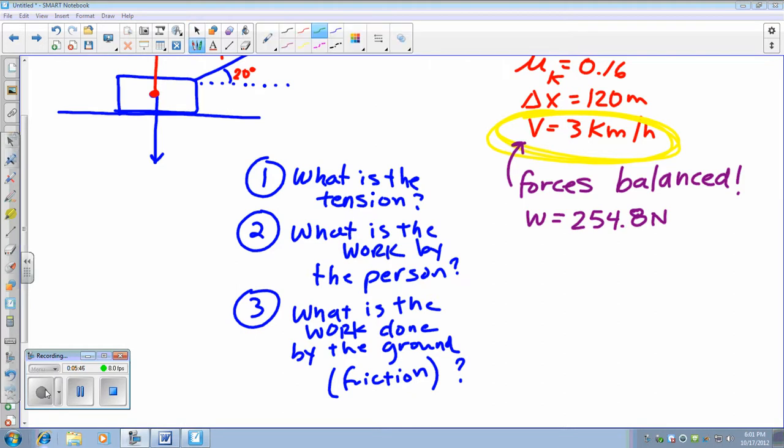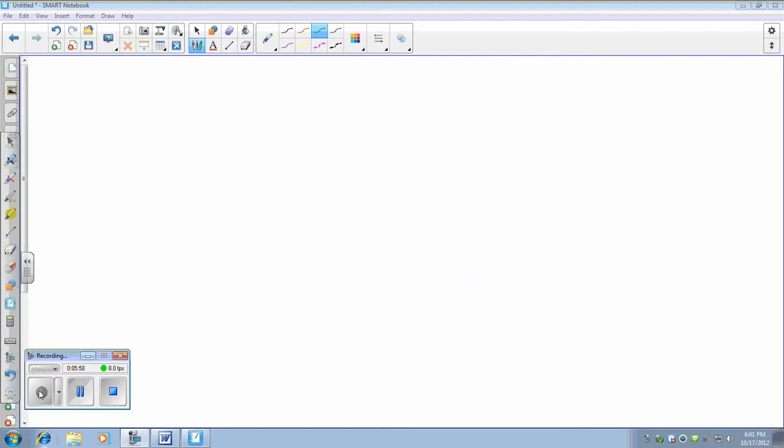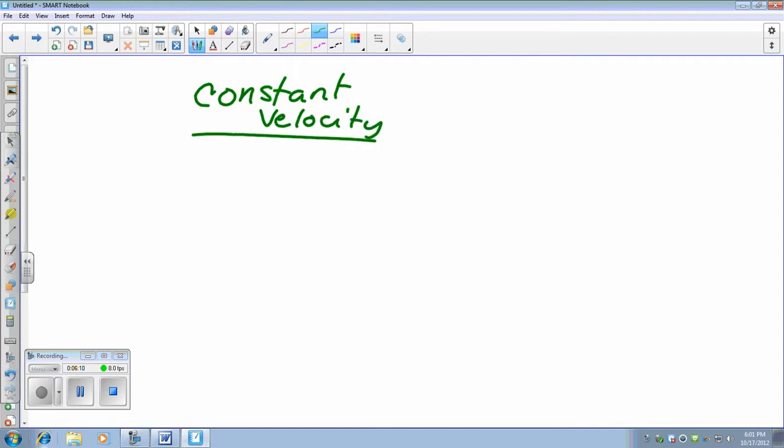And the fact that it's in a constant velocity should already get your brain tinkering about a few of these and what their values will be. Let's go to a new slide and let's first start talking about the tension. Now, because it's at a constant velocity, that's really a big deal because it tells me that the forces are all balanced. The forces in the horizontal and the forces in the vertical are going to be balanced.